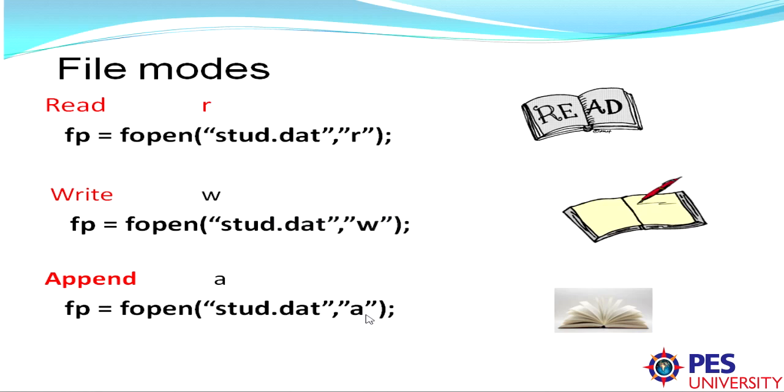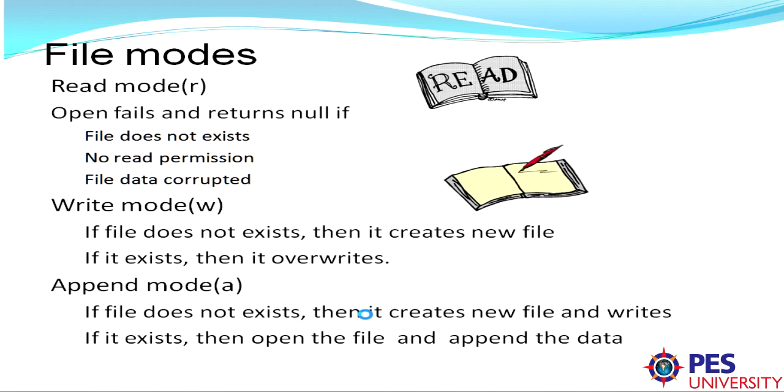So what are the differences between these read, write and append modes? How do they behave in different ways in different situations? So let's see. When you open a file for reading, you can read from it, and the open fails due to various reasons. They are: the file doesn't exist on the disk, the file is there but you don't have the read permission, or the file data is corrupted. Due to these reasons, your open will fail and the fopen function will return null.